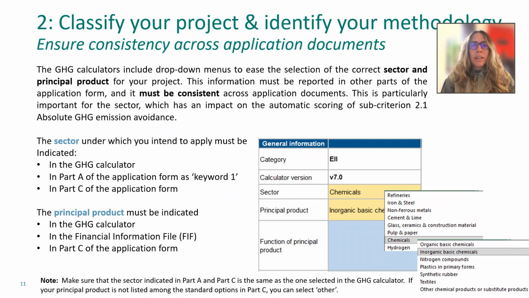The GHG calculators include drop-down menus to inform you in the selection of the correct sector and principal product for your project. So it's important that this information is consistent across the other parts of the application forms and documents. This is particularly important for the sector because the selection of sector has an impact on the scoring of the subcriterion absolute GHG emissions avoidance.